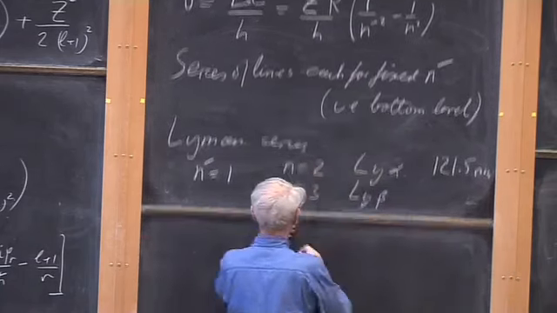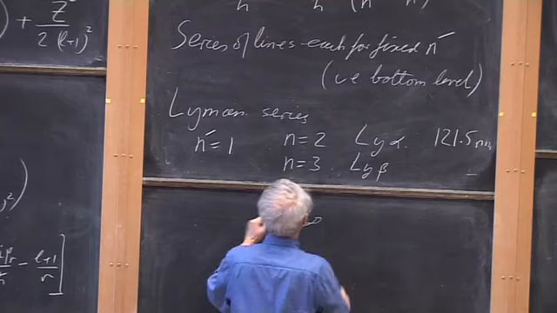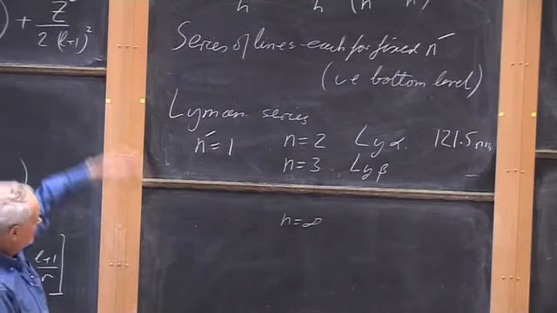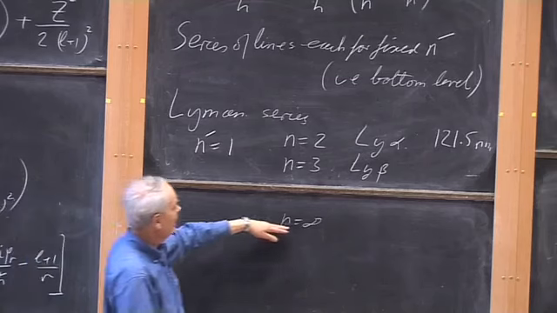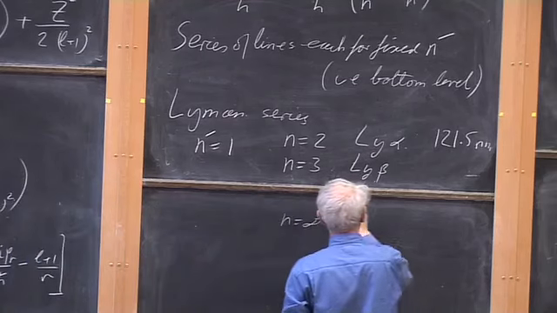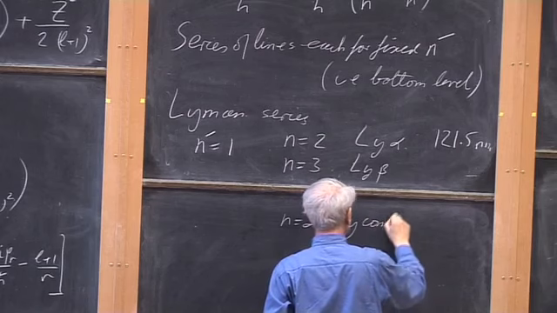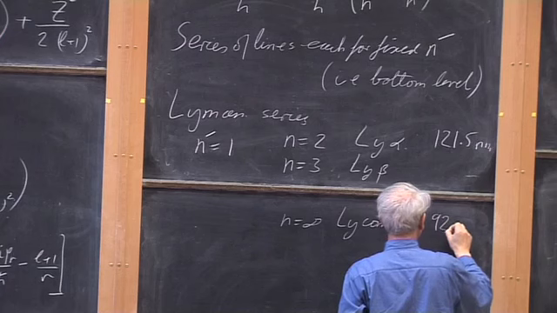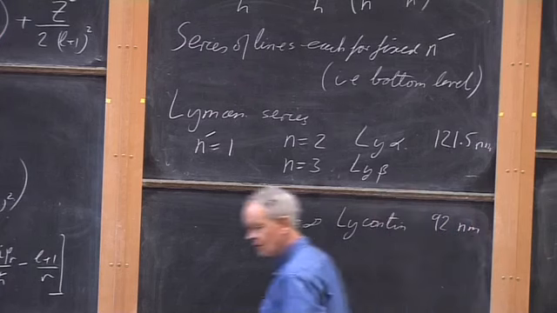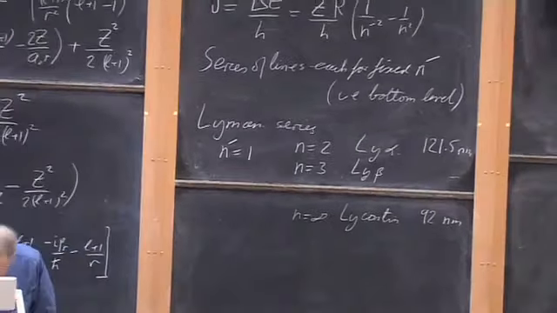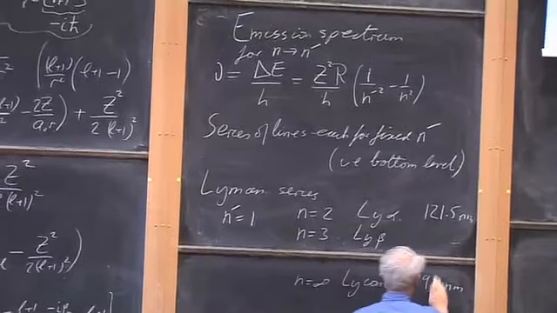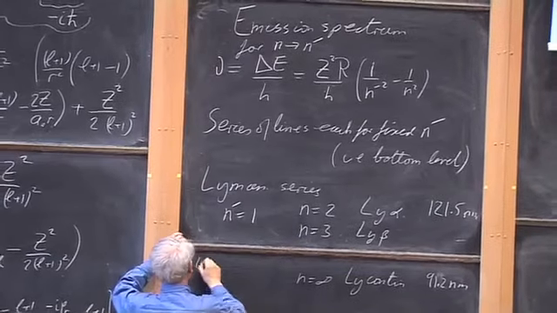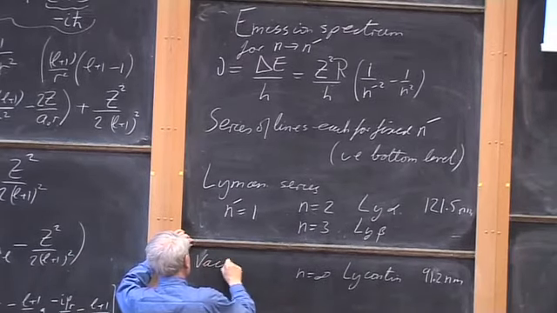And as you go down to n equals infinity, in other words, if you fall all the way from not being bound into the bottom of the atom, then this is the beginning of the Lyman continuum, and that's, what is it, 92 nanometers, roughly speaking. I've got a more accurate number here, 91.2. So these are all vacuum ultraviolet lines.